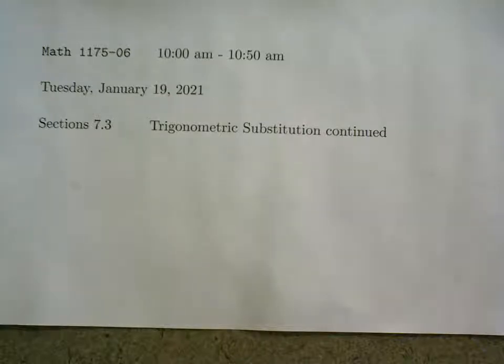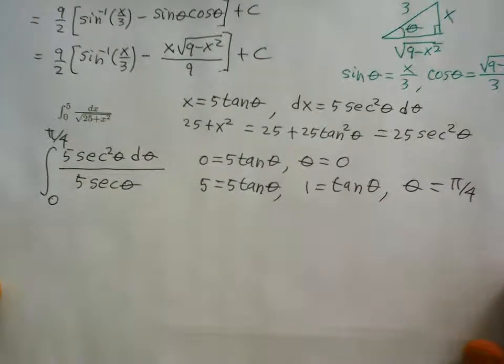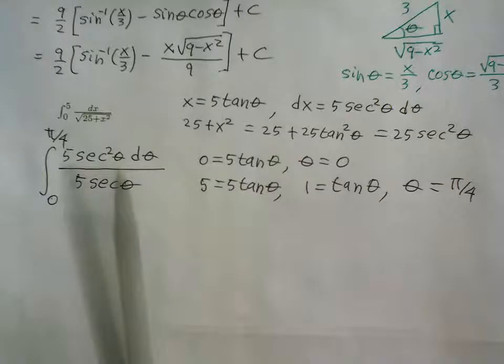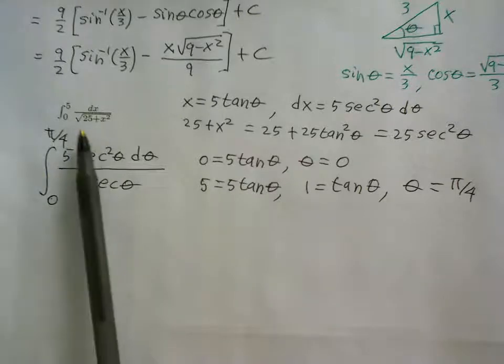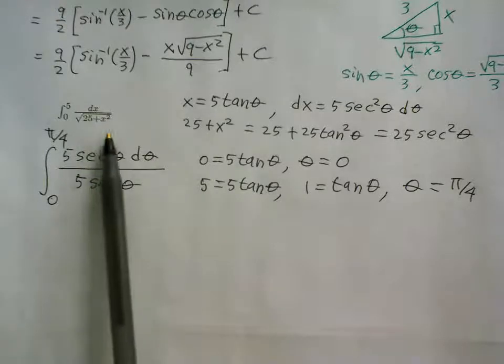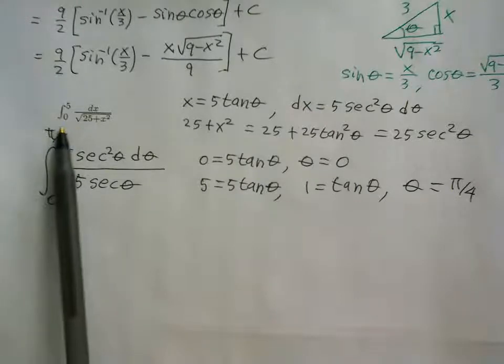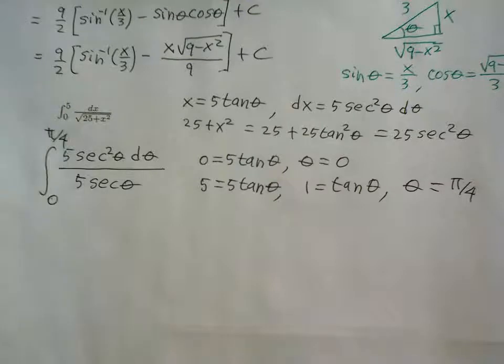Today we'll continue with trigonometric substitution. The last time we just started this example. For this one we have a definite integral. The integrand is dx over the square root of 25 plus x squared. And the lower limit of integration is x equals 0. The upper limit is x equals 5.